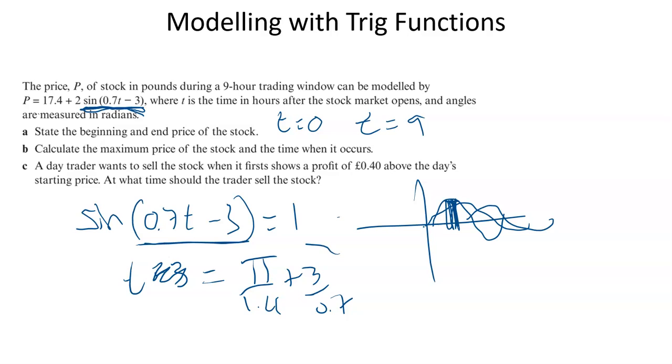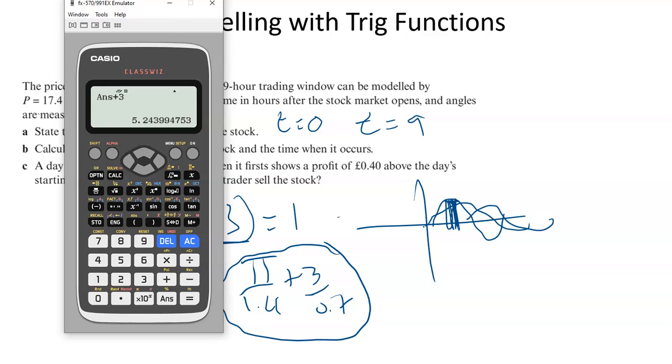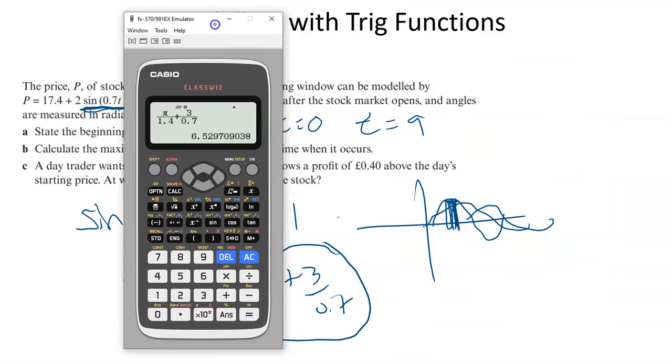So now we can just type that into our calculator, and we'll just get a value. So we've got pi over 1.4 plus 3 over 0.7, which gives us 6 and just over a half hours. If it doesn't say, it just says the time it occurs.